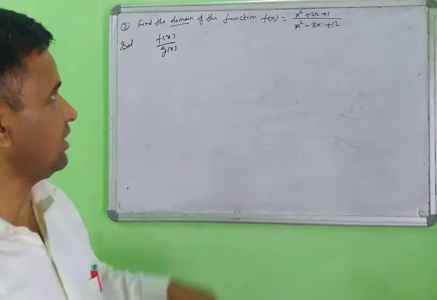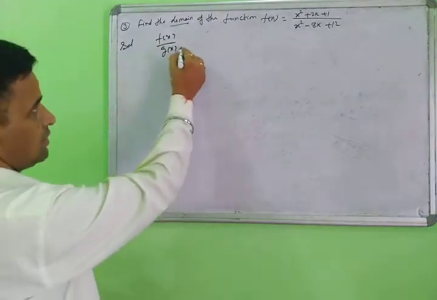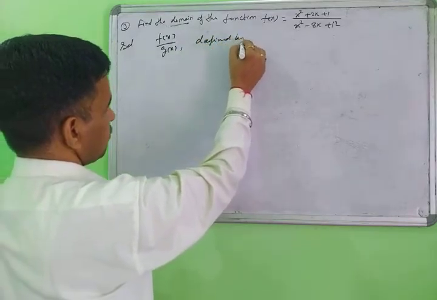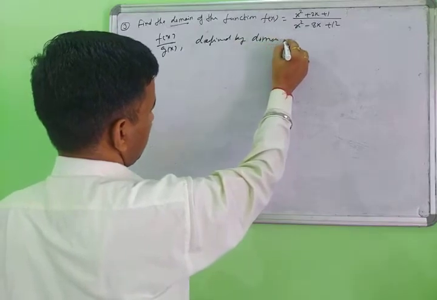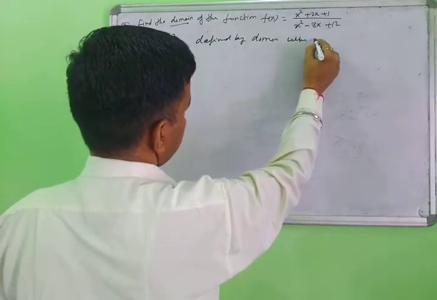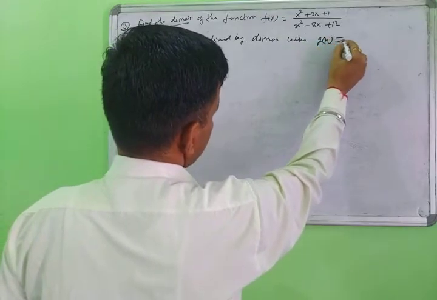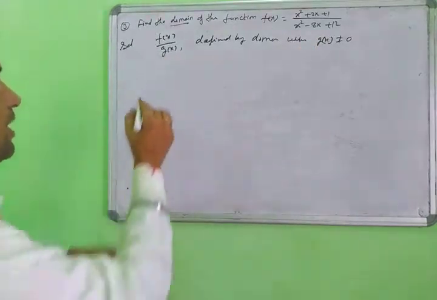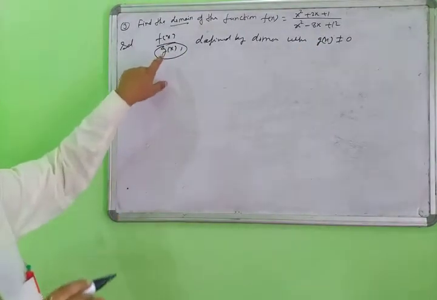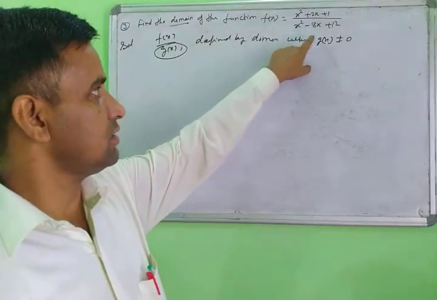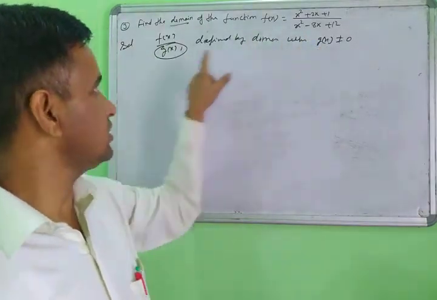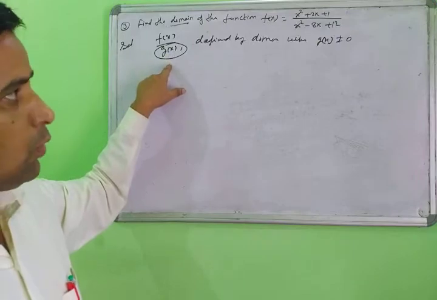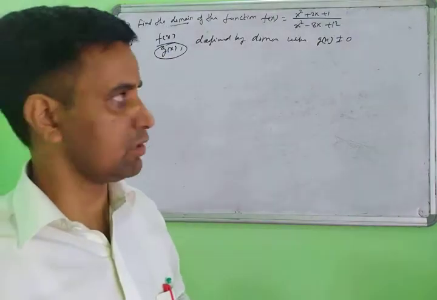So how to find your domain? The domain is defined where q(x) does not equal 0, meaning g(x), the denominator part, will be not 0. Then you can say this is your domain. At the points where this will be 0, exclude those points, then all real numbers are your domain.